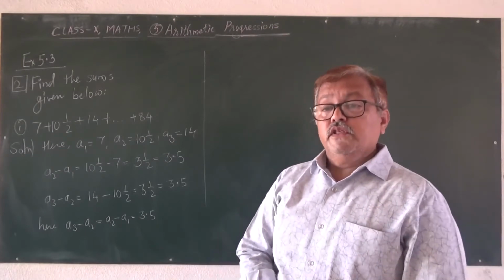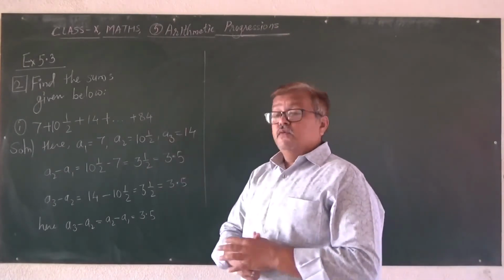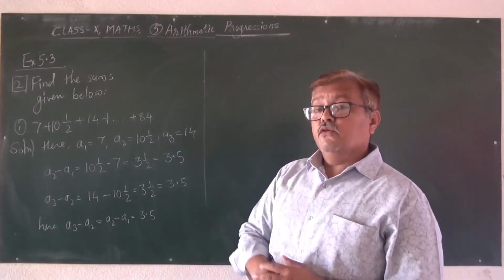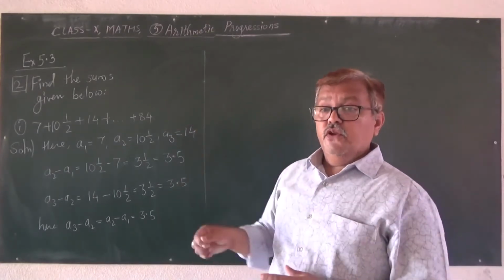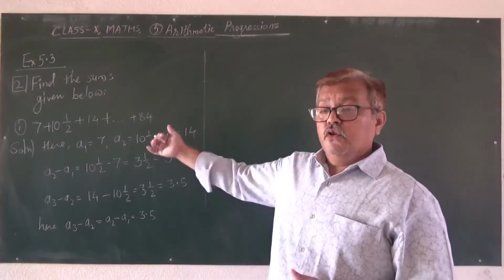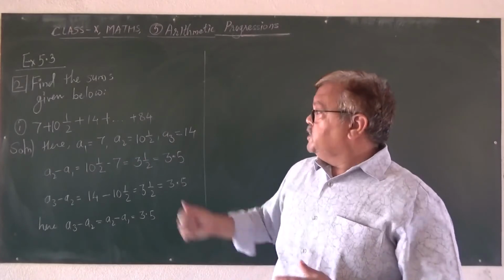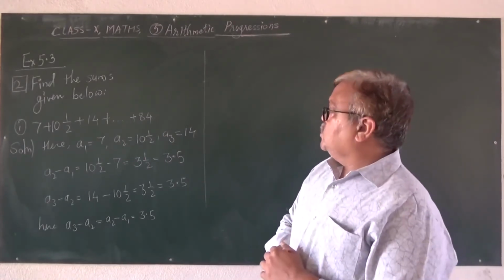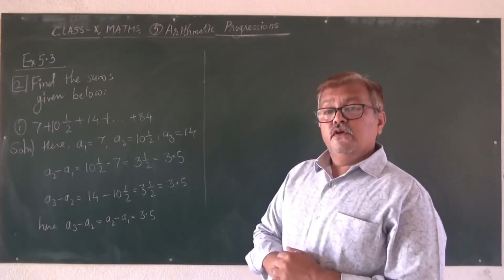Let us see the second question of exercise 5.3. It is given, find the sums given below. They have not mentioned AP. See carefully, not mentioned AP. There are 4 sub questions I will be solving. First: 7 plus 10 and 1 upon 2 plus 14 plus dot dot dot plus 84.